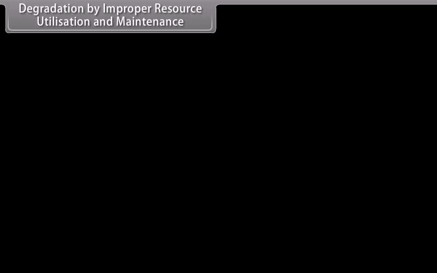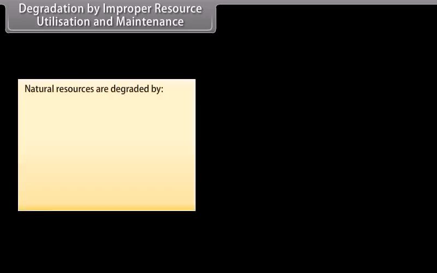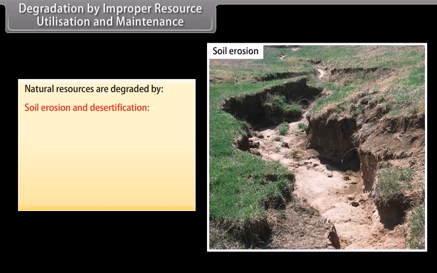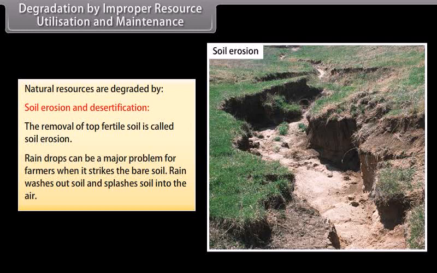Degradation by improper resource utilization and maintenance. Natural resources are degraded by soil erosion and desertification. The removal of top fertile soil is called soil erosion. Raindrops can be a major problem for farmers when they strike the bare soil. Rain washes out soil and splashes soil into the air.